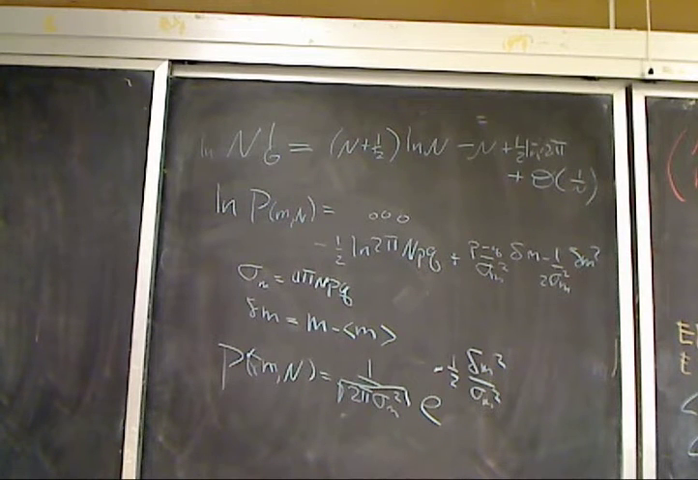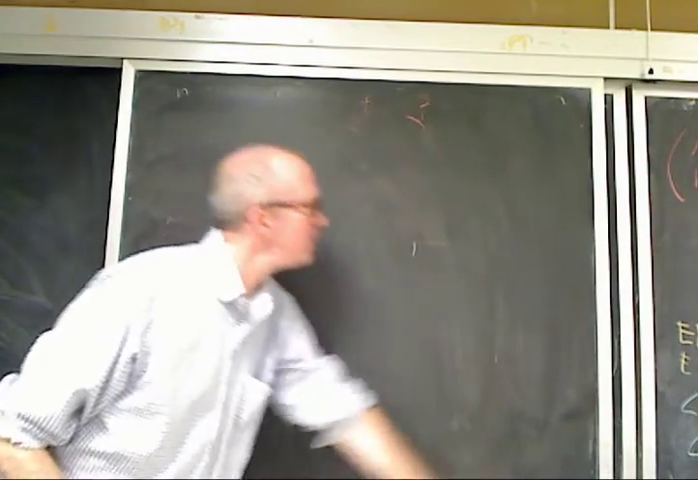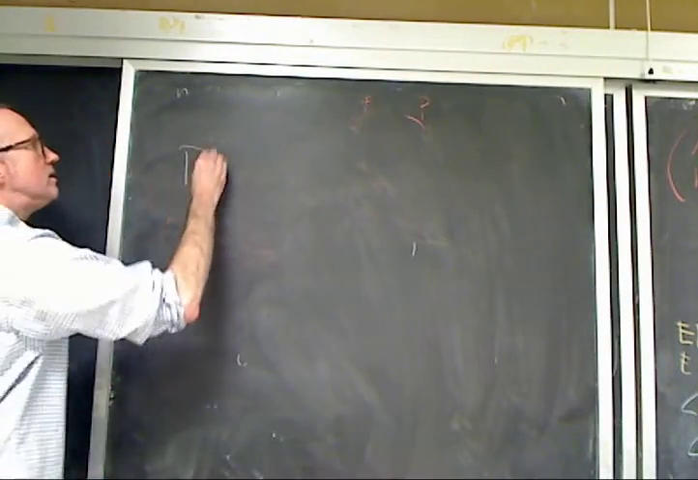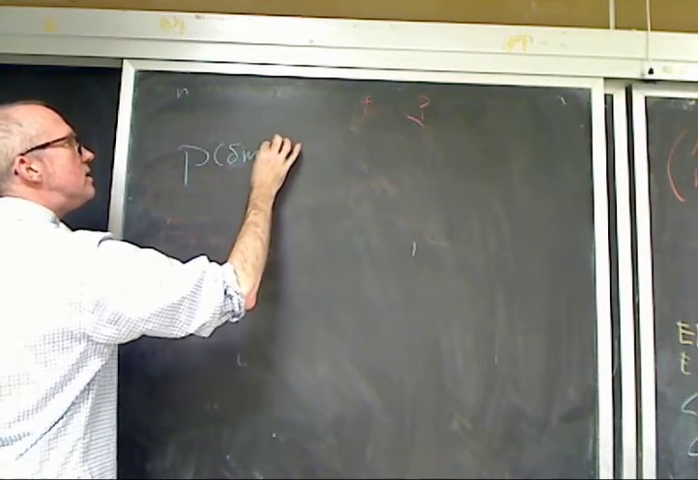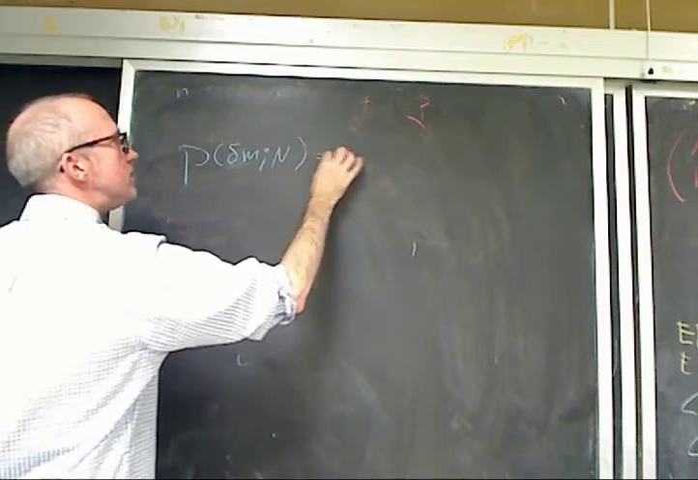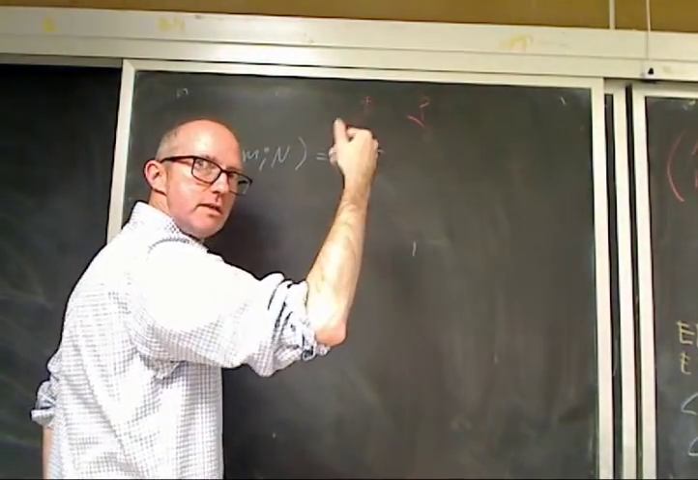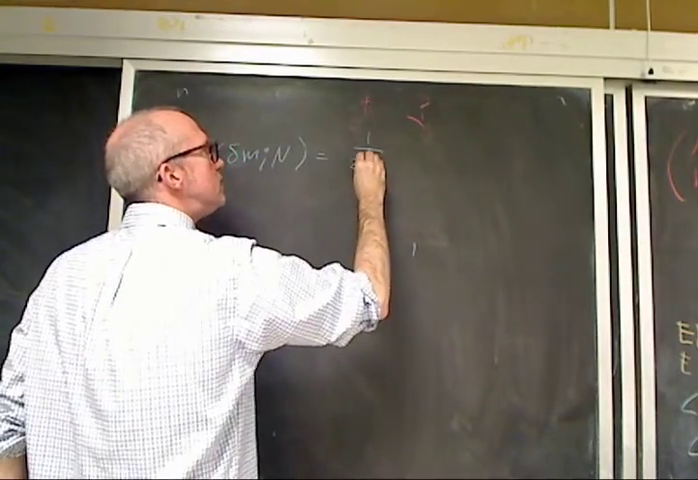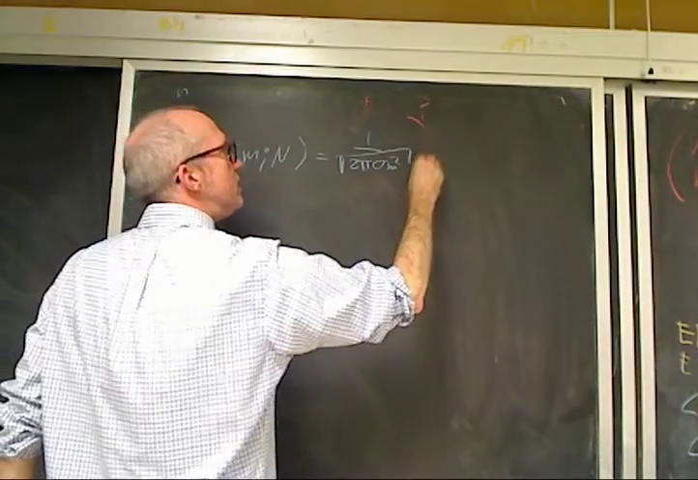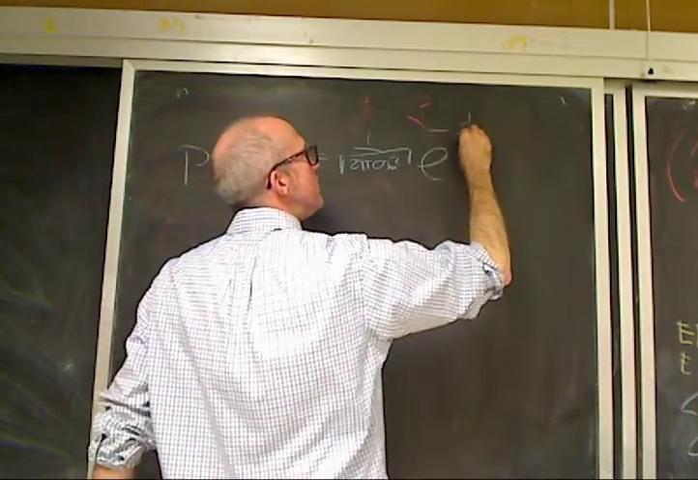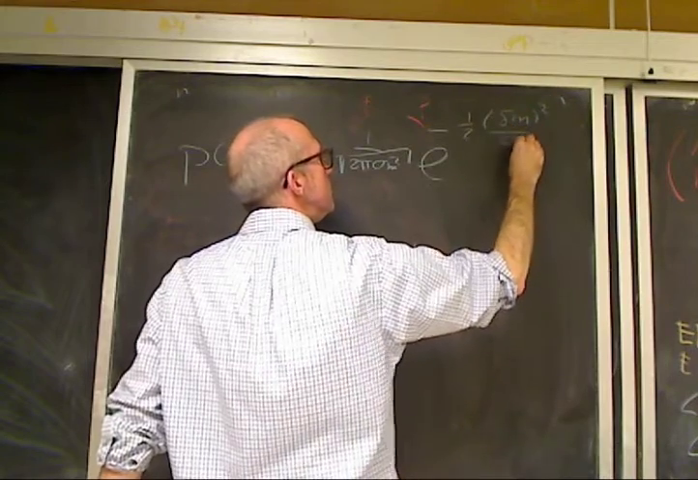I'm going to turn this into a diffusion equation in a second. But so what does this mean? Let's call this P of delta m, big M. This is equal to 1 over, okay, this constant out front is just to make it sum to 1. So 1 over the square root of 2 pi sigma m squared, e to the minus 1/2 delta m squared over sigma m squared.